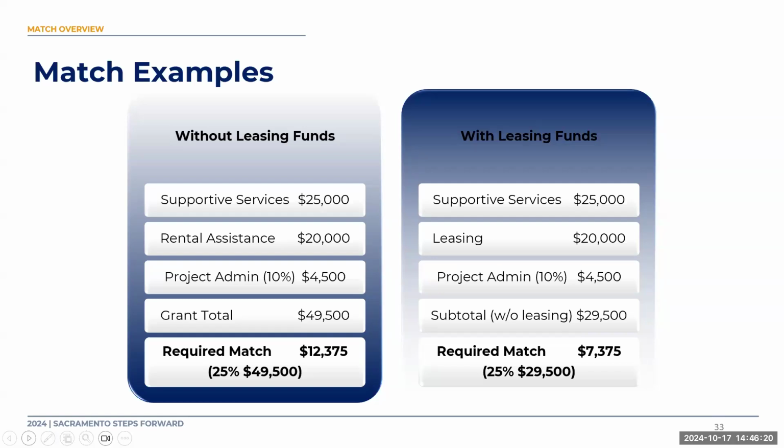Because the one on the left is without leasing funds, that full $49,500 has to have matching dollars identified, so the match would be $12,375. If I'm a leasing project on the right-hand side, then I have a lesser match because I back out all of that leasing money. So my required match would be $7,375. So again, if you have a PSH leasing project, this is why some people pick that design.